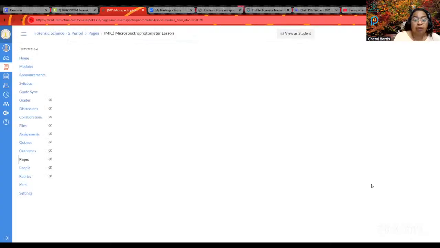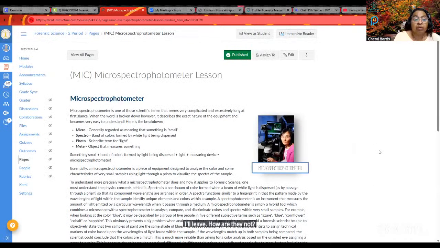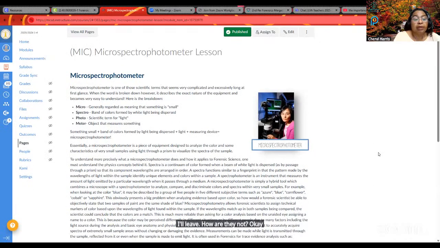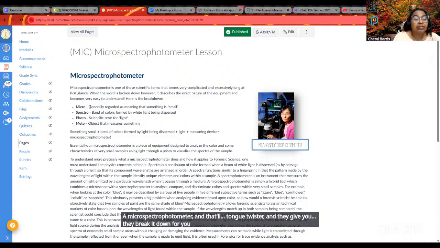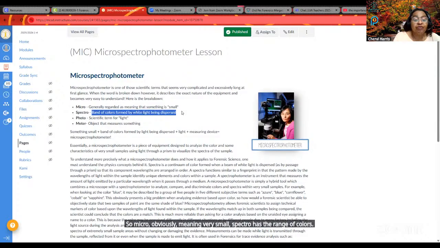All right. Moving on. A microspectrophotometer. Isn't that a tongue twister? And they break it down for you right here. So micro, obviously meaning very small. Spectro has the range of colors being formed by white light.